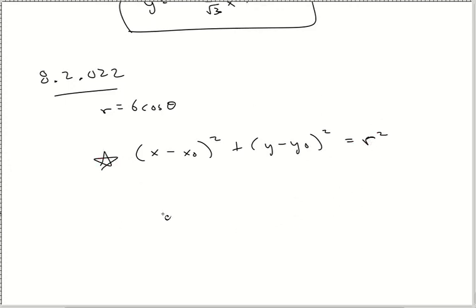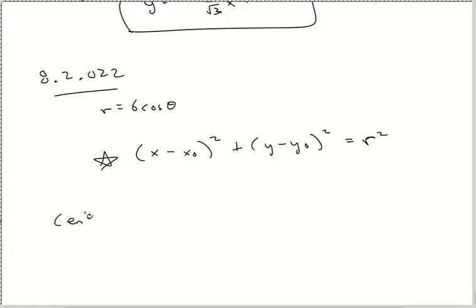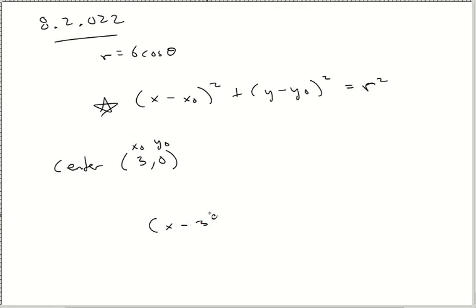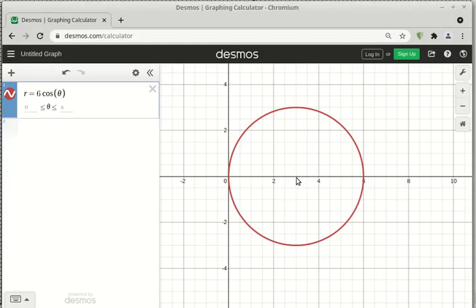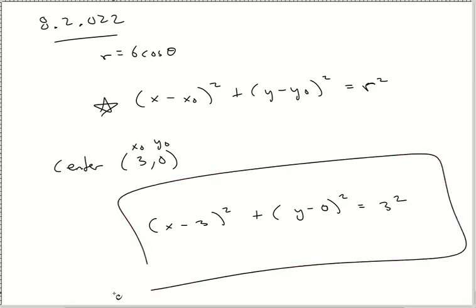There you go. Well, where's my center? My center would be here at 3, 0. So my center, I'm going to write that down, is 3, 0. That's, again, my x naught, y naught. And so then I got x minus 3 squared plus y minus 0 squared is equal to my radius squared. If you go back here, notice that from the center I go out 3. So it's also 3 squared. There is my answer. No need to simplify.